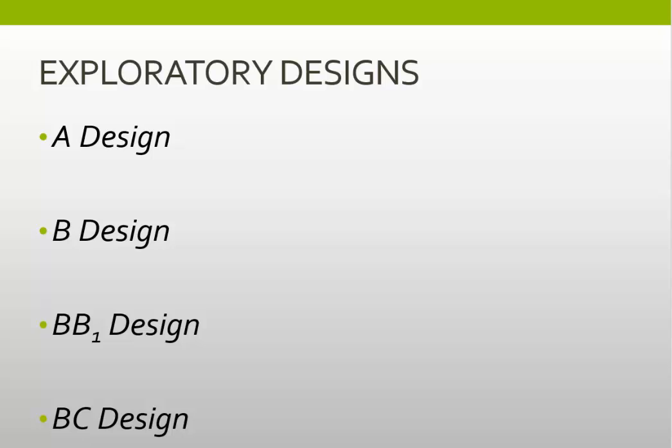And then there are two other variants that we won't go into too much detail, but BB1 and BC. So BB1 is when there are two separate measures of the same intervention recorded at different times, and BC would be two separate measures of two different interventions.